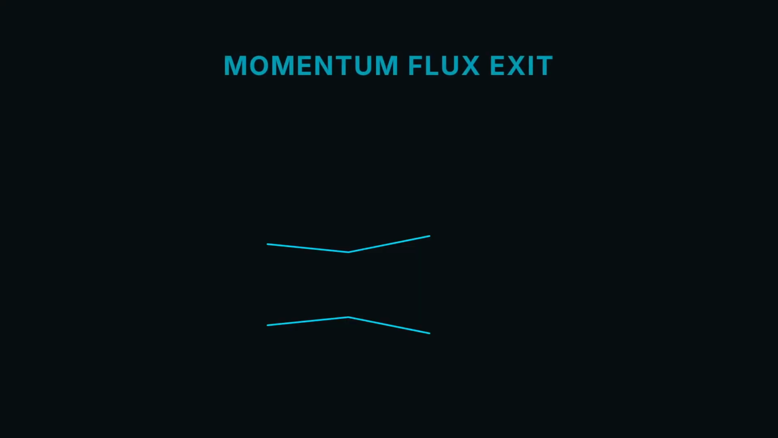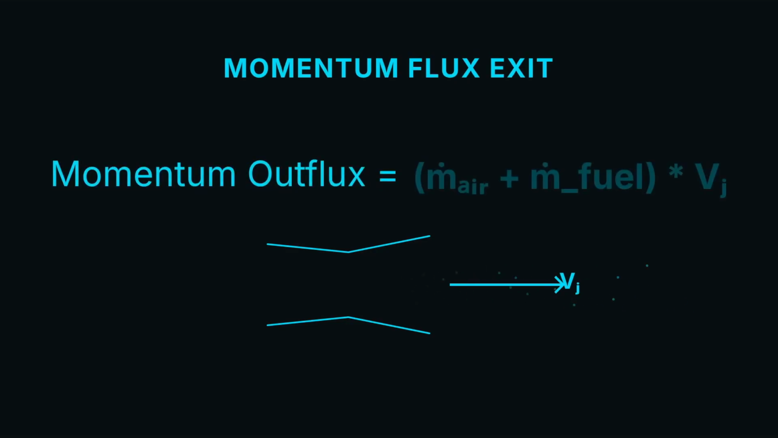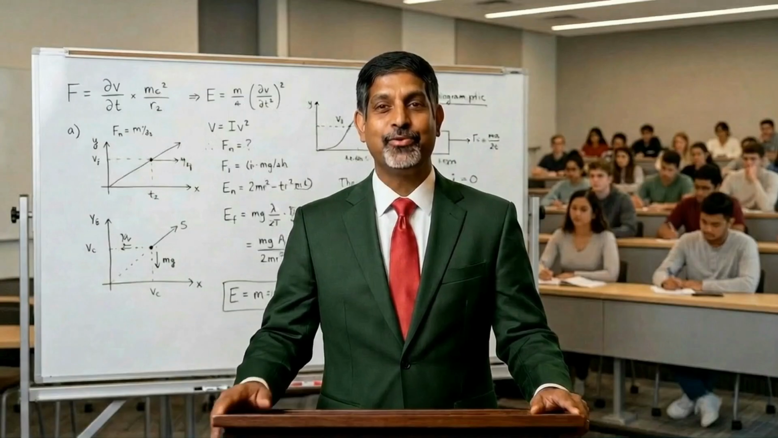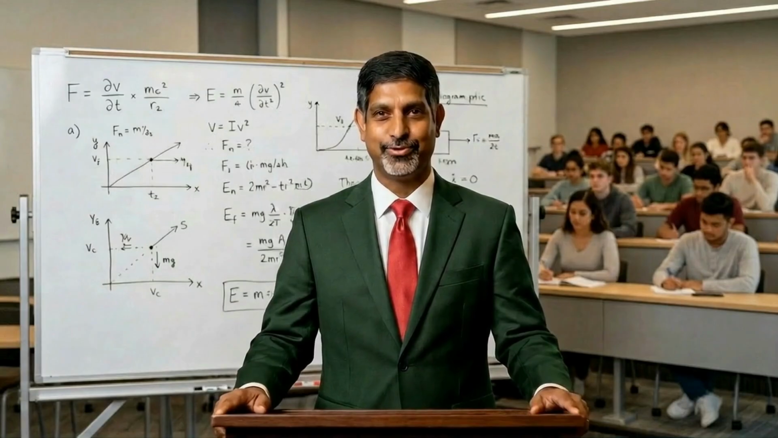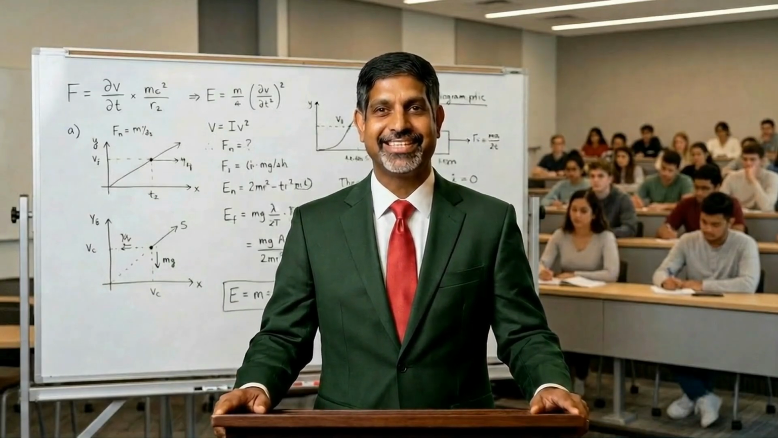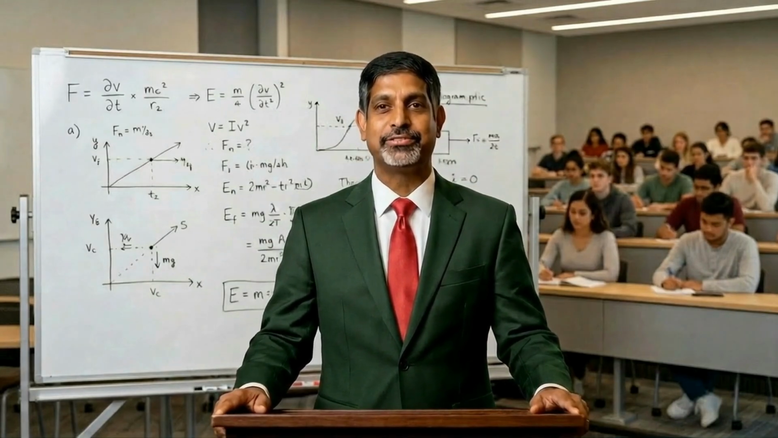At the exit nozzle, we have the jet velocity V_J, but we must account for the mass of the fuel we've added. So the momentum flux leaving is the sum of the air and fuel mass flow rates, multiplied by that high exit velocity. While the fuel mass flow rate, m.fuel, is typically much smaller than the airflow, a rigorous conservation analysis requires its inclusion. This total exhaust momentum is the source of our primary propulsive force.